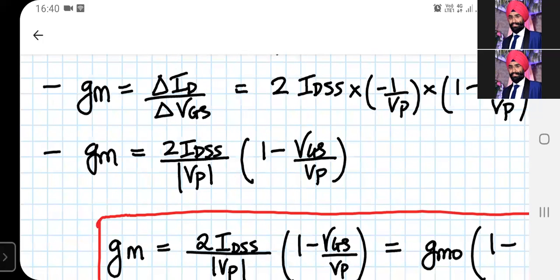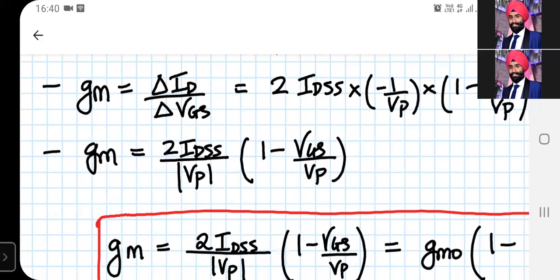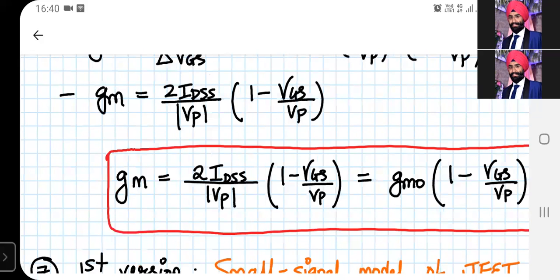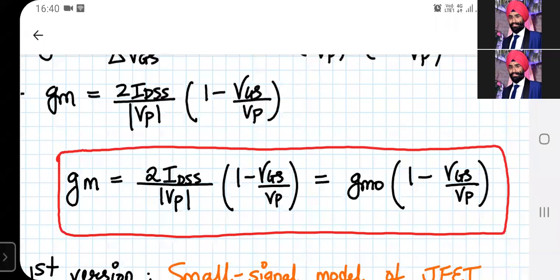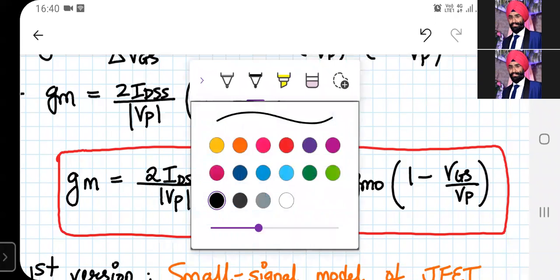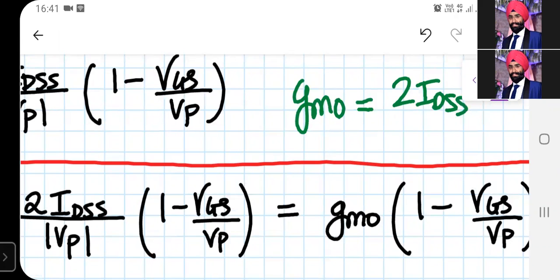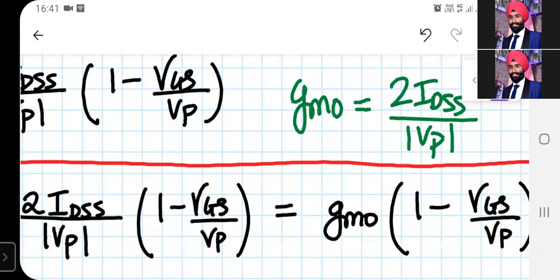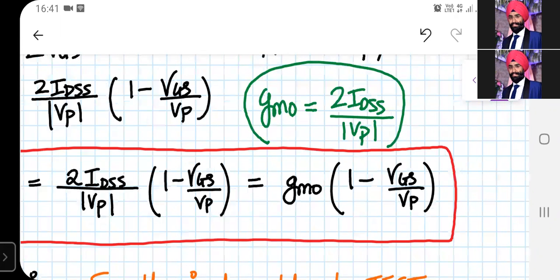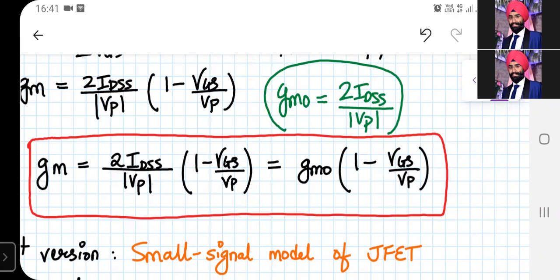And this formula will be very helpful while you solve a numerical on a JFET amplifier. I guess you must have seen this GM before. So this GM, I am rewriting in the form GM is equal to GMO times 1 minus VGS upon VP, where GMO is nothing but twice IDSS upon mod of VP. Okay, it is very clear. So kindly note down this equation, it will come in very handy. GM is equal to twice IDSS upon mod of VP into 1 minus VGS upon VP.